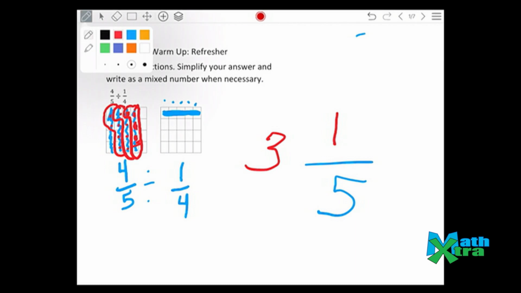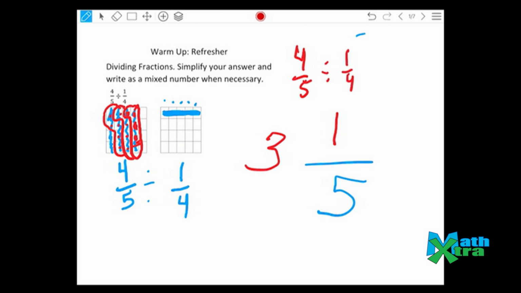So again, we have 4/5 divided by 1/4, which is multiplying by the reciprocal. 4/5 times 4/1. And what we're going to do here is just multiply straight across. We have 4 times 4, which is 16. 5 times 1, which is 5. Remember, this is an improper fraction. We always want to turn our improper fractions into mixed numbers.